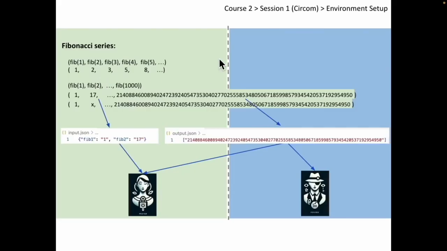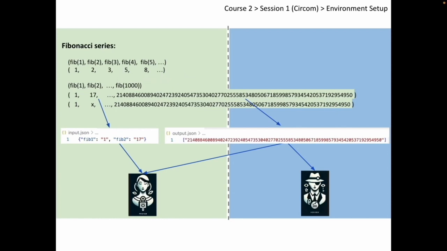Our first program is the Fibonacci series. The Fibonacci series is a sequence of numbers where each number is the sum of the two preceding ones. For example, if the first element in the Fibonacci series is 1 and the second element is 2, therefore the third element is 1 plus 2, which is 3. The fourth element is 2 plus 3, which is 5. And the fifth element is 3 plus 5, which is 8, and so on.